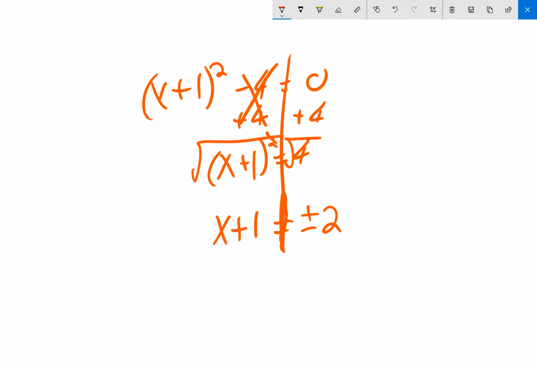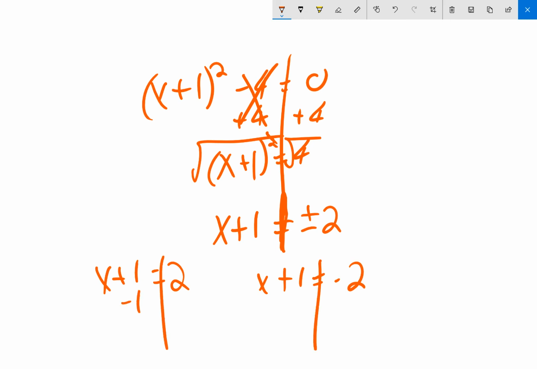So this is where it gets interesting because x plus 1 is equal to both +2 and -2. So if you want to figure out what x is, you have to figure out which version of x makes it +2, and then which version of x makes it negative 2?